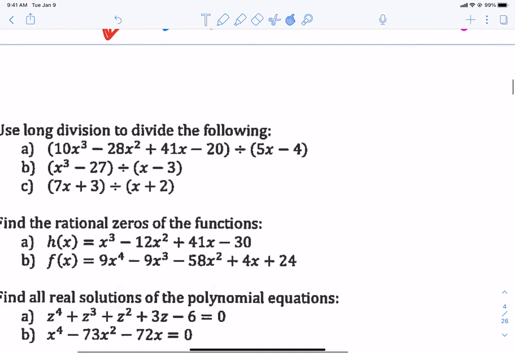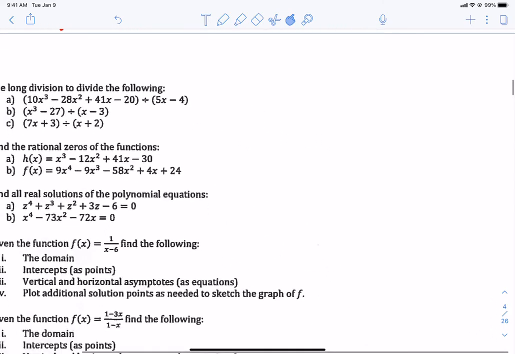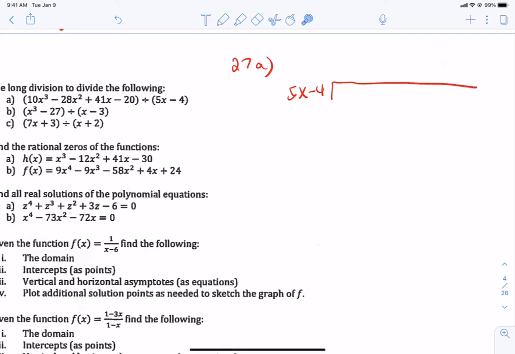Okay. Let's do one long division. Let's do 27A. Let me write it over here and then I'll make it a little bigger for you. So remember when we do long division, check your powers. They should be in descending order. Our power here goes 3, 2, 1, and nothing. So I can just write it down. And I'll make it bigger for you, I promise. I just got to write it down first.